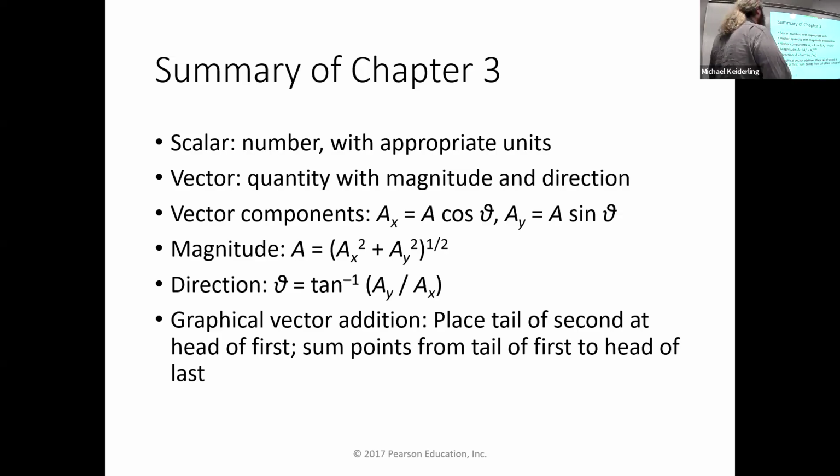If you know the components and want to find the magnitude, magnitude is ax squared plus ay squared, all to the 1/2 power, or square rooted. And the direction, theta, is the inverse tangent of ay over ax. And if ax is negative, you have to add or subtract 180 degrees. I don't think that actually comes up on any of the problems on the test.